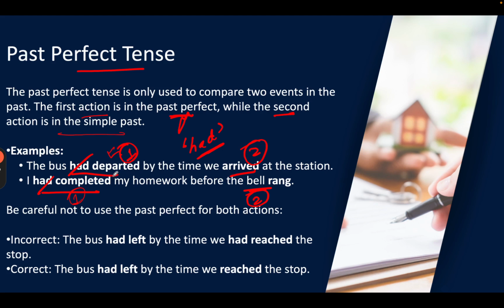Let's read the sentence. The bus departed by the time we arrived at the station. We still do understand that the departing happened first. Why? Because of the mention of this trigger phrase, by the time. This tells us that this particular activity already happened before this took place. The same goes for the next sentence. I completed my homework before the bell rang. The mention of the word before tells us that the completion happened first and then the bell rang.